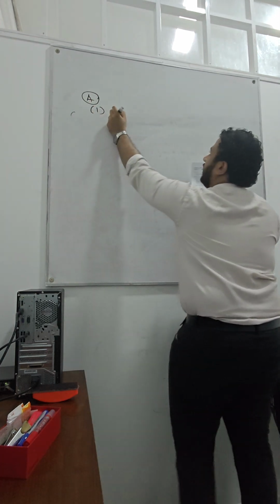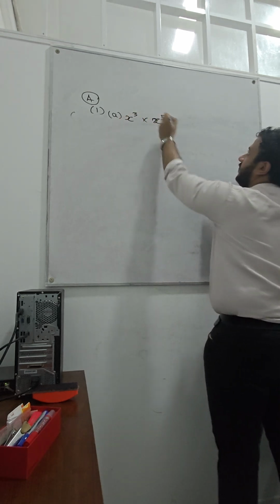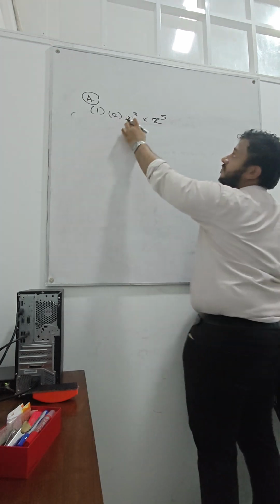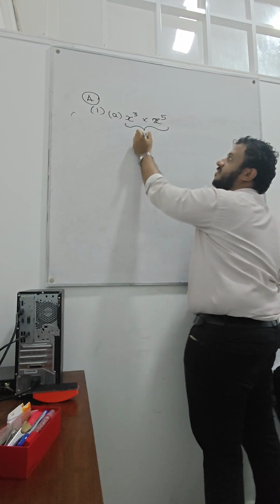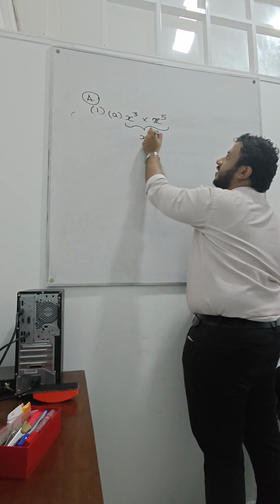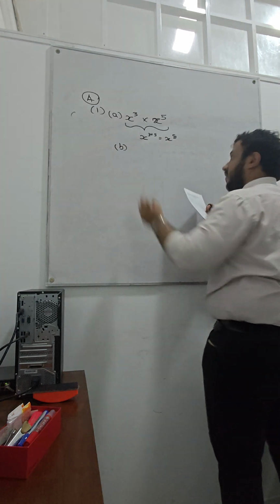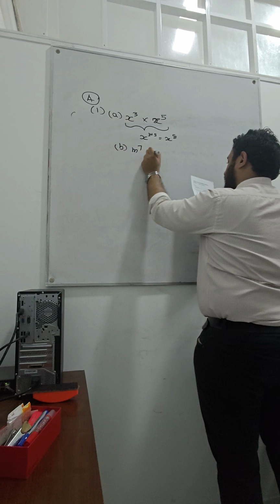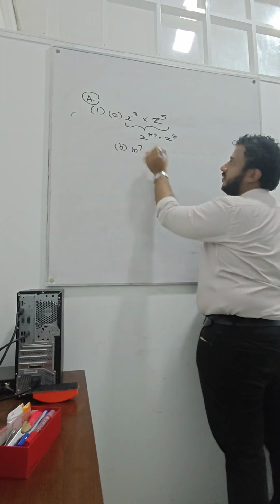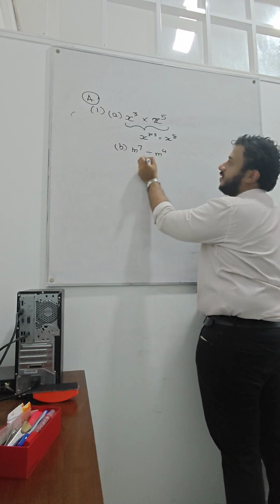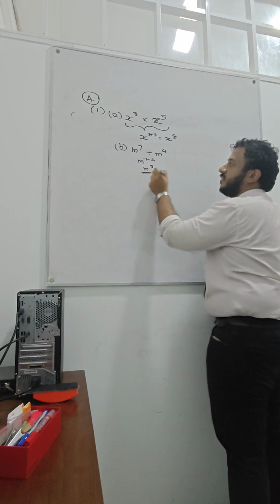The first one, question A, says x to the power of 3 times x to the power of 5. When we have same base multiplication, what do we do? The index rule says add the powers up. So it will be x to the power of 3 plus 5, which is x to the power of 8. And then we have m to the power of 7 divided by m to the power of 4. When we have same base division, what do we do? We subtract the powers, right? So it will be m to the power of 7 minus 4, that will be m to the power of 3.